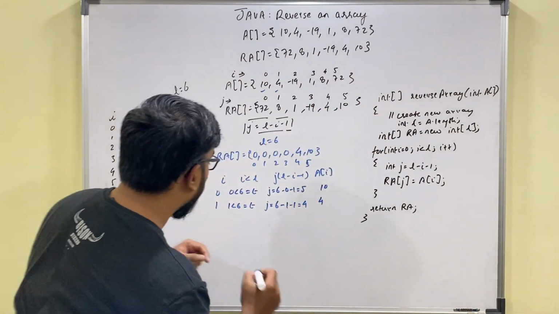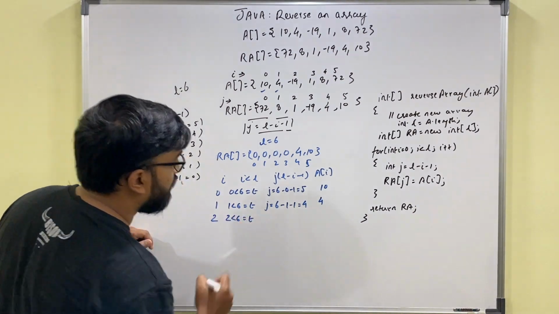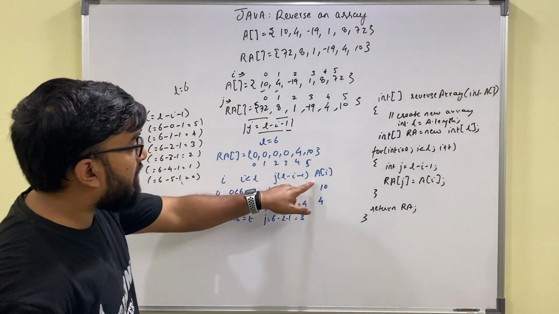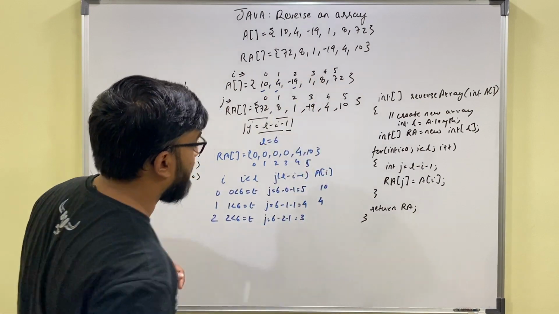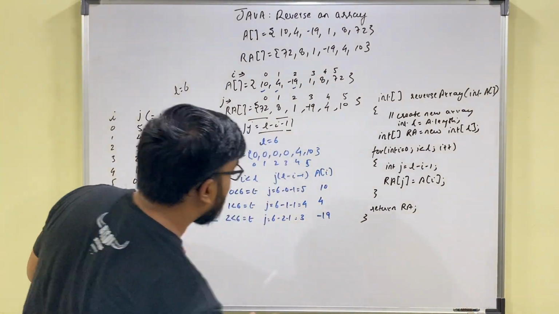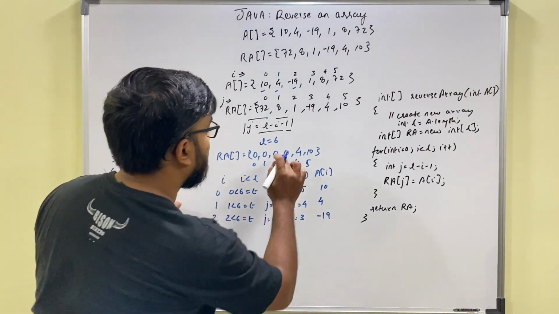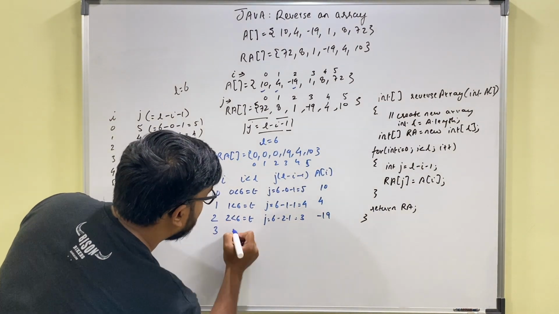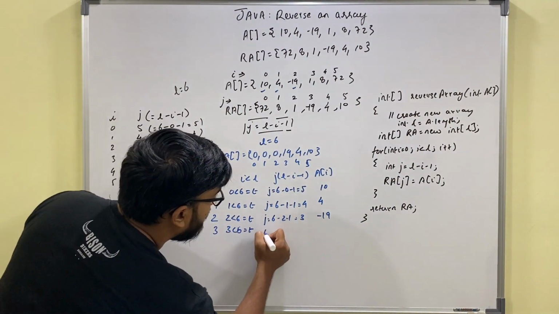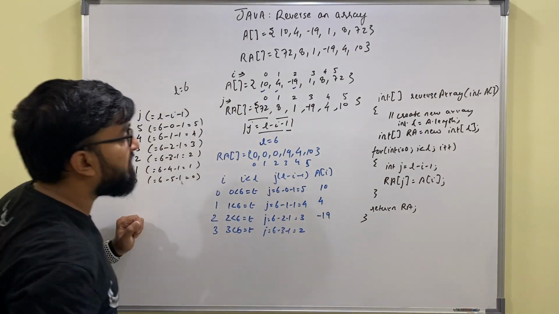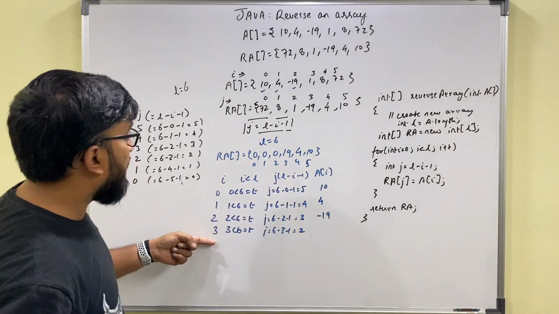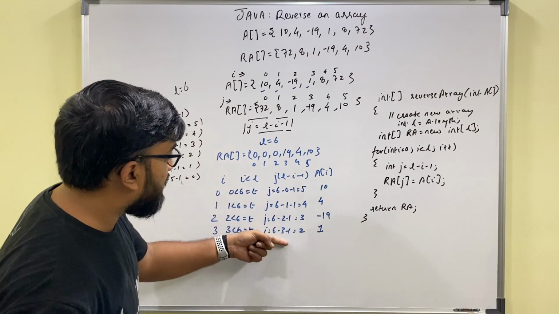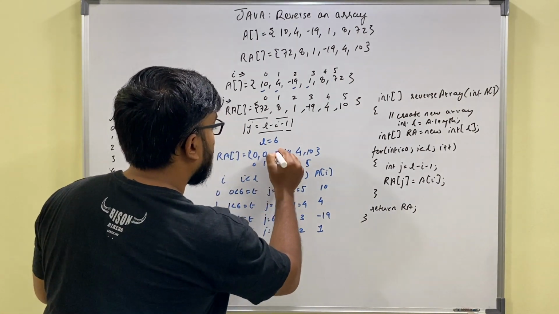You move on to the next value, i becomes 2; 2 is less than 6 is true. j is 6 - 2 - 1, which is 3. A of 2 is -19, and you set RA of 3 to -19. You move on to the next value, i becomes 3; 3 is less than 6 is true, j is 6 - 3 - 1, which is 2. A of 3 is 1, so you set RA of 2 to 1.